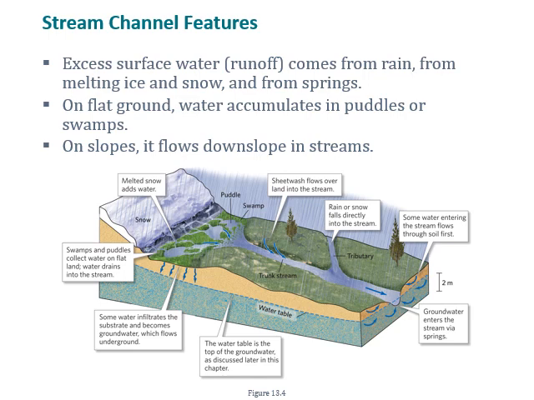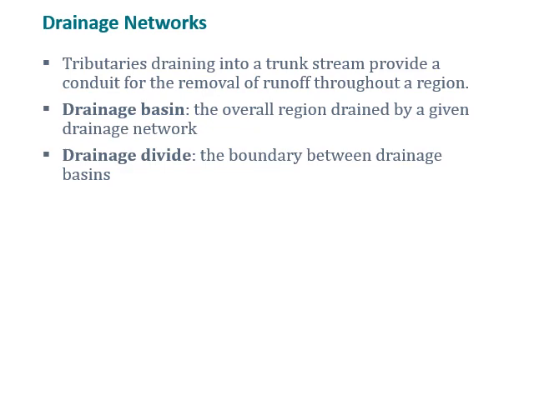So upstream are the headwaters of a stream closest to the areas of high topography, and downstream means closest to the lower elevations or closer to sea level. Now, different channels or tributaries contribute water to the main stream. This diagram also shows groundwater contributions to streams, which we'll talk about later. Tributaries draining into a trunk stream provide a conduit for the removal of runoff through a region.